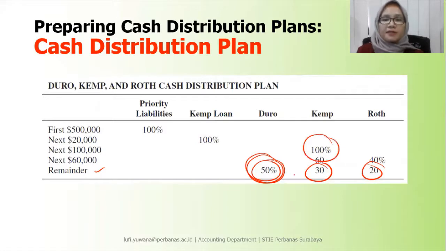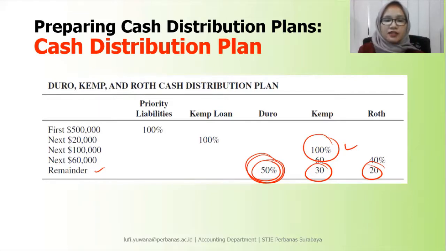Meanwhile, Cam, as the safest partner in the partnership, should be the priority for the cash allocations here. I hope that you understand the explanation to determine the percentage in the cash distribution plan. And after this, we would like to continue to the allocation in the form of currency.